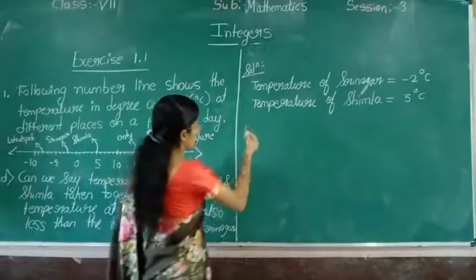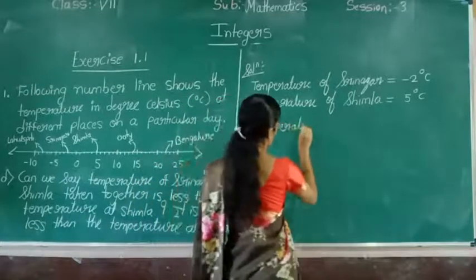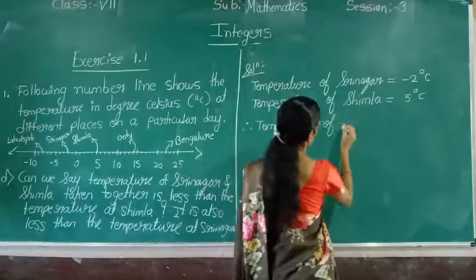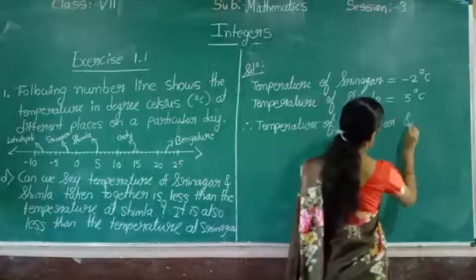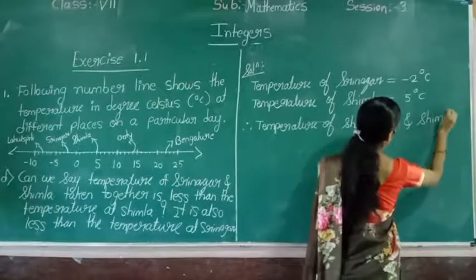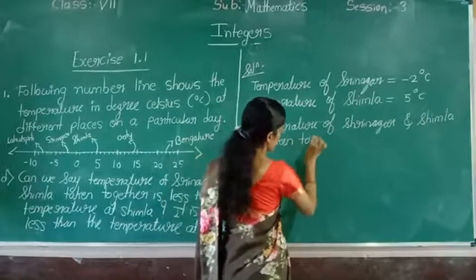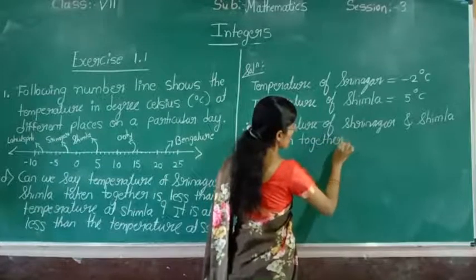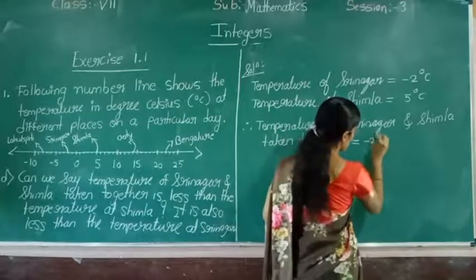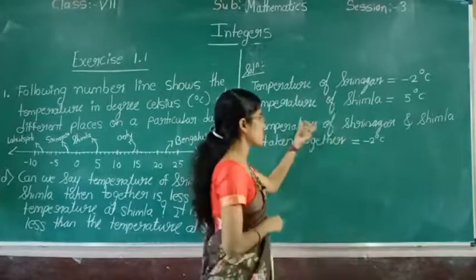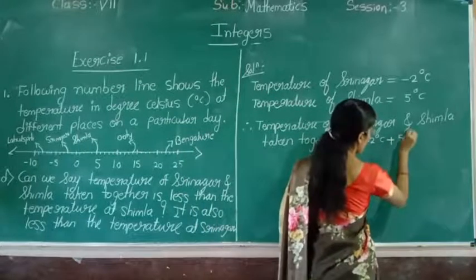Okay. Therefore, temperature of Srinagar and Shimla taken together. See here, temperature of Srinagar is -2 degrees Celsius. Okay, temperature of Srinagar and Shimla taken together. Here addition, 5 degrees Celsius.